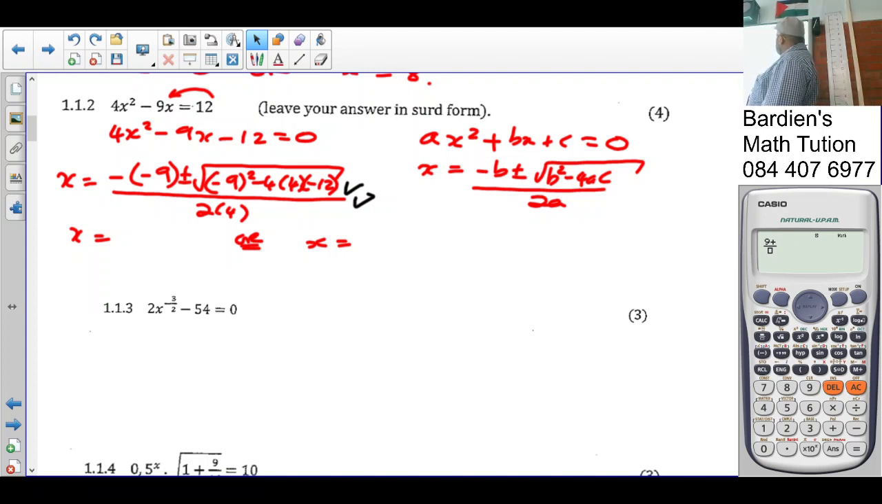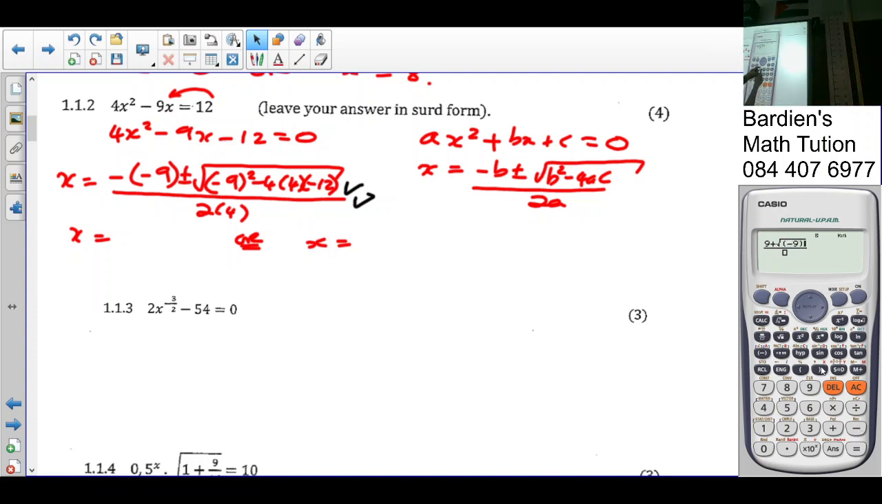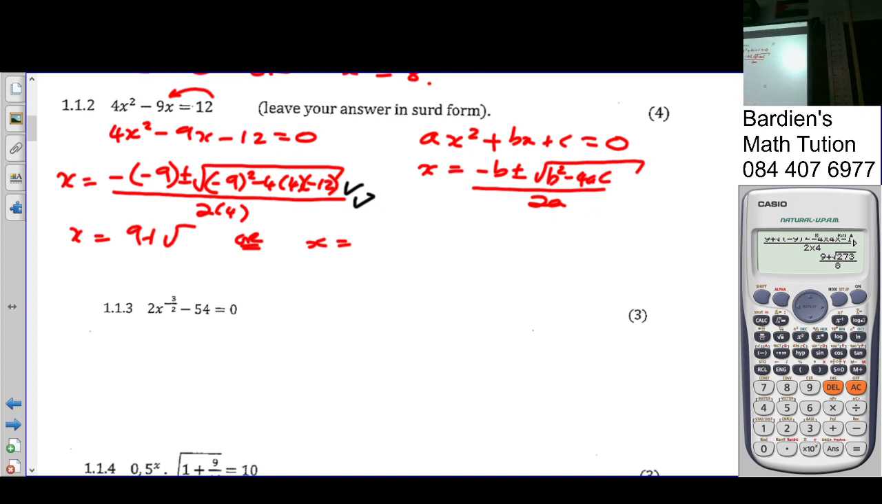So it's 9 plus the square root of negative 9 squared. I could have written 81, which is positive 9 squared, minus 4 times a, which is 4, and your c is negative 12, over 2 times 4. That gives you 9 plus the square root of 273 over 8, and the other one is going to be the negative.